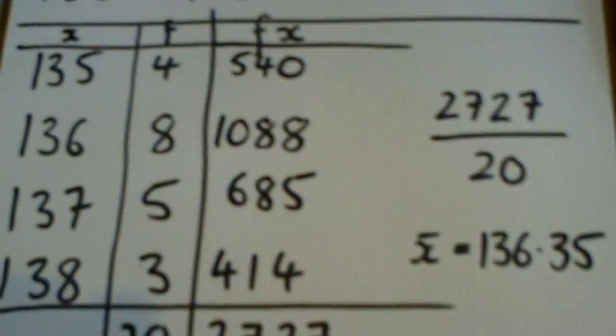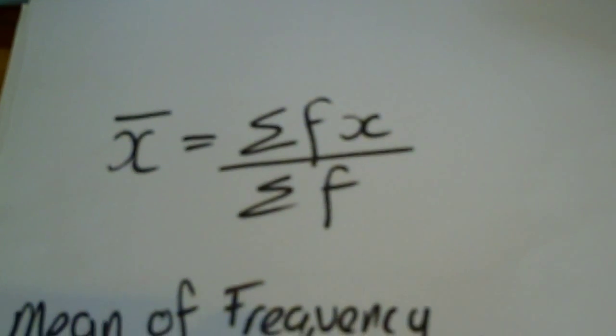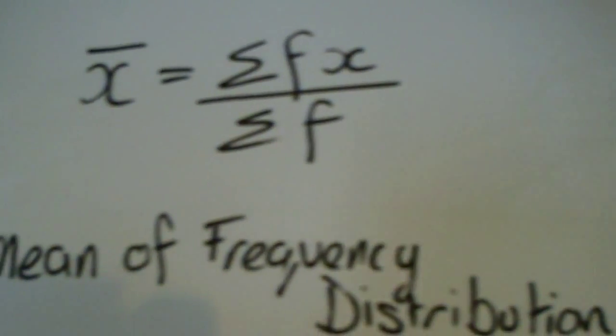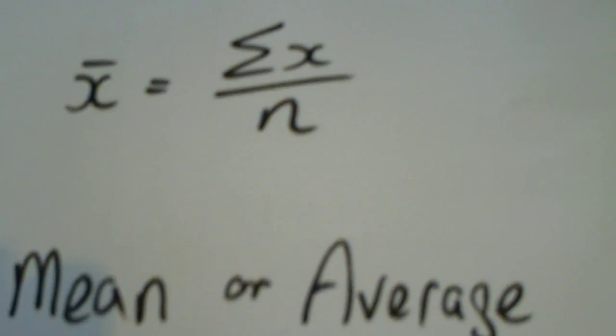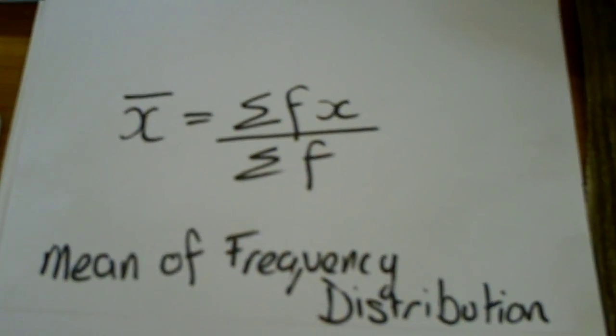So you need to be aware of those two formulas, a frequency distribution and the straightforward one, the more simple one. They're basically the same thing. One is just with grouped or a frequency distribution. Okay?